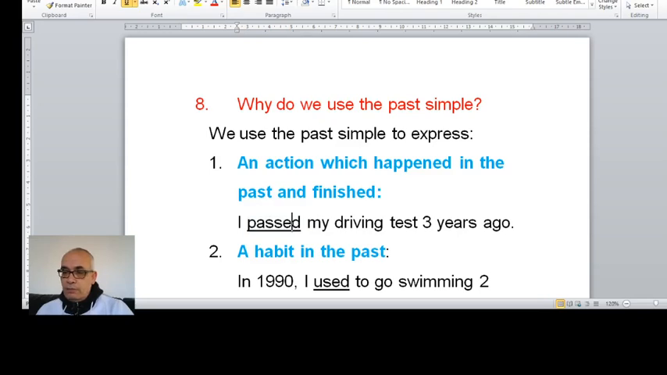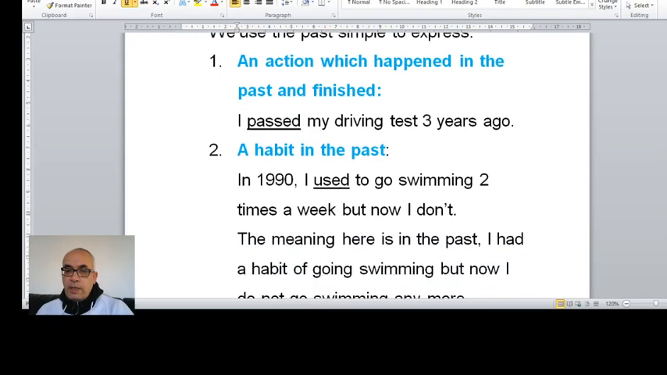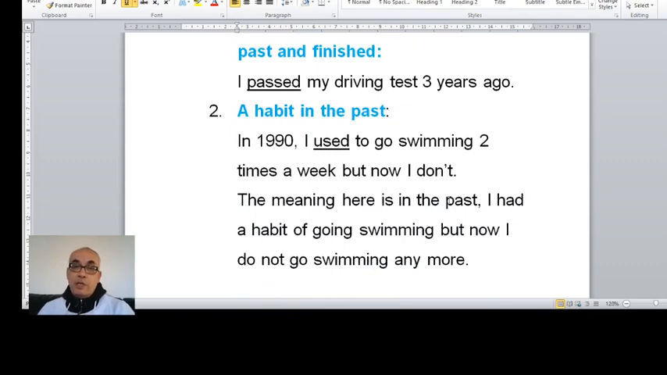Number 2, a habit in the past. So we use the past simple if we have a habit in the past. Example, in 1990, I used to go swimming 2 times a week, but now I don't. So this is the past simple, the past simple verb, used to.